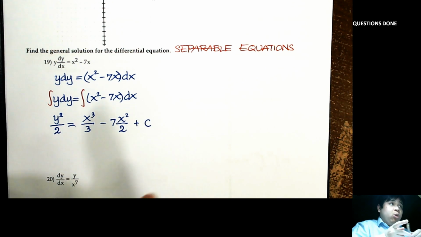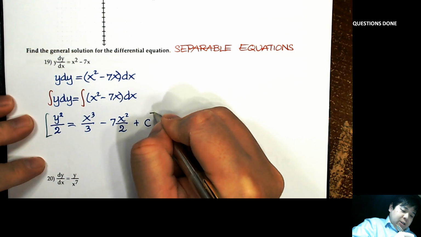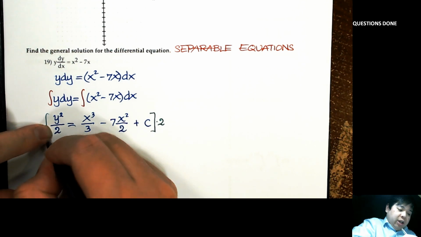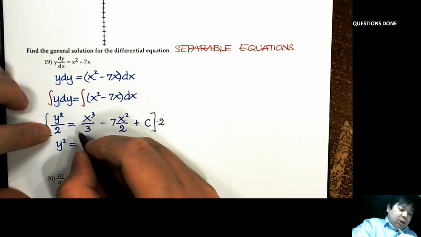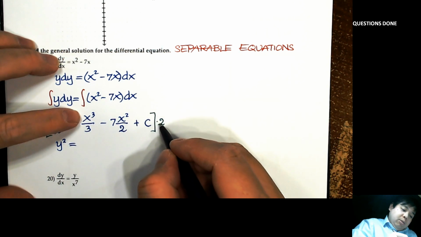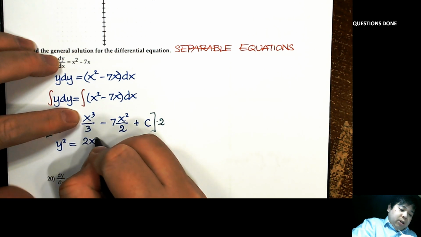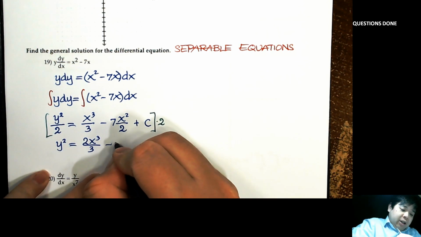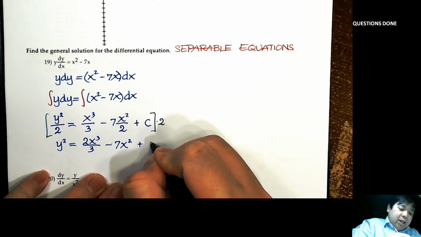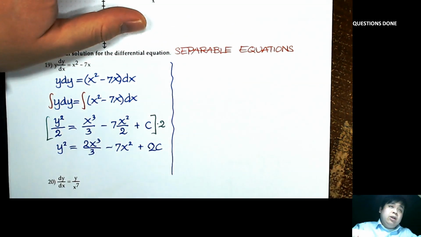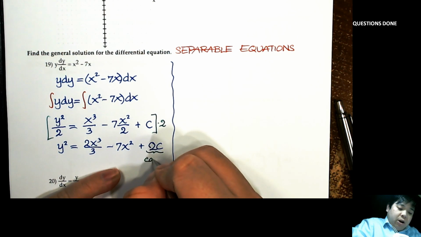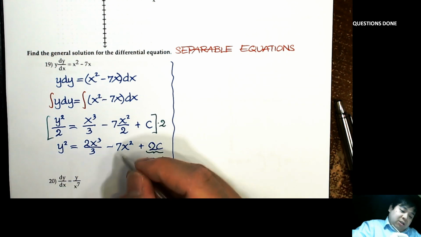So I will multiply both sides by 2. So multiply 2 to everything. 2 and 2 cancel here. We have y squared equal to, multiply the 2 on top, we have 2x cubed over 3. And 2 and 2 cancel here. We have minus 7x squared and then 2c. Right. Note that c is an arbitrary constant. 2c is also a constant. It is still a constant.